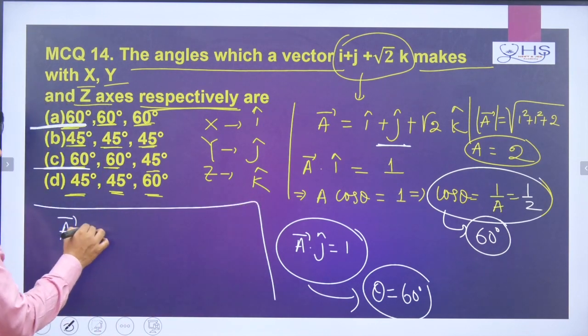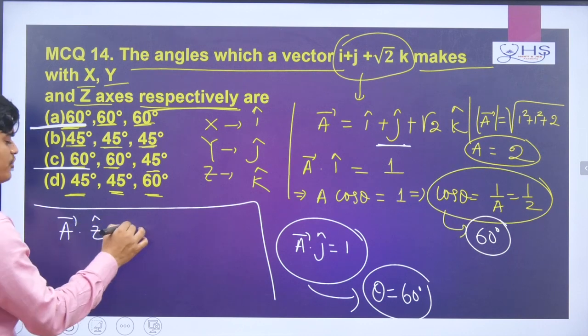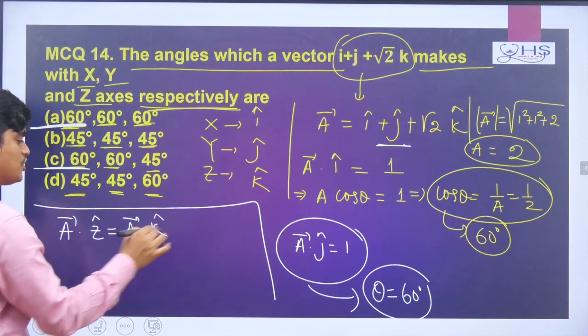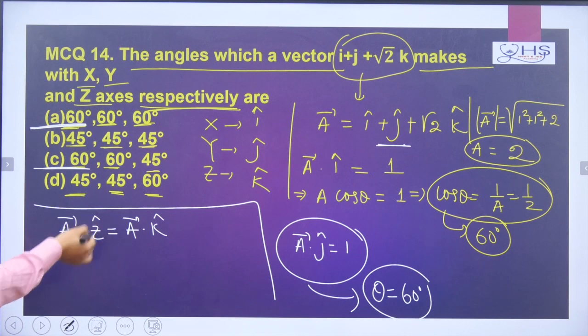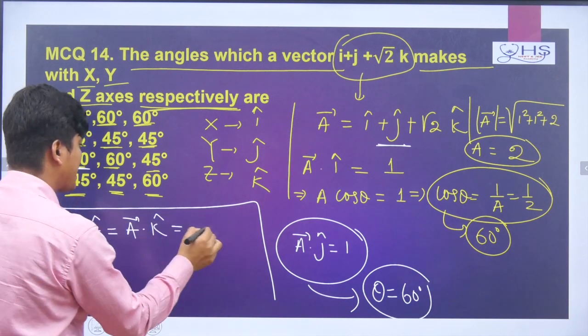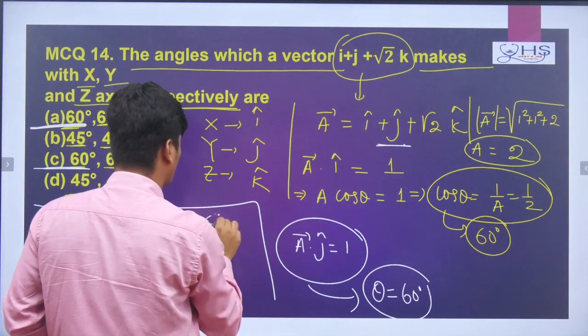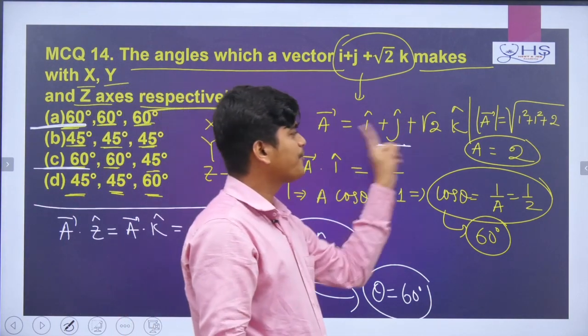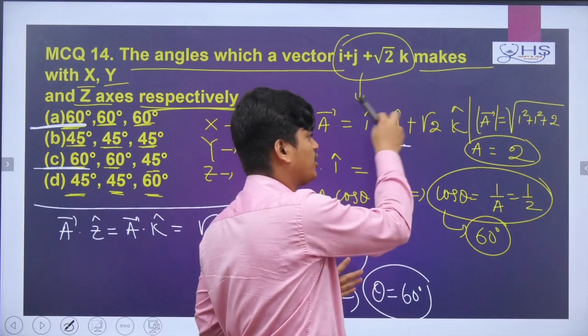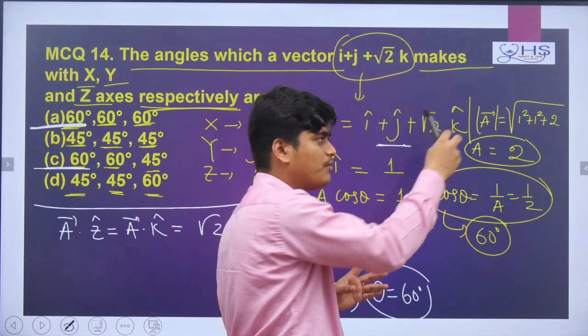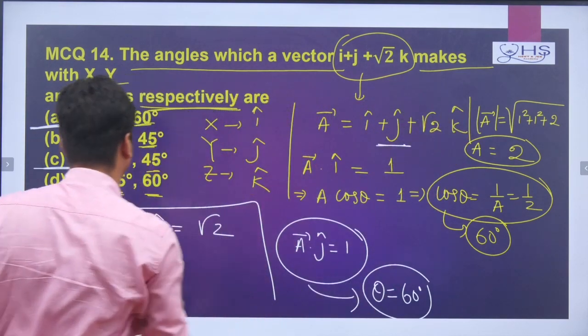Similarly, we'll do A vector dot z cap, or you can write A vector dot k cap. Sometimes k cap can also be written as z cap, no need to worry. So how much will this come? If we do k cap, it will come root 2, because you are doing A vector dot k cap. So when k cap multiplies with this and this, it becomes 0. With this one, it will give root 2. So that's why I'm writing root 2.